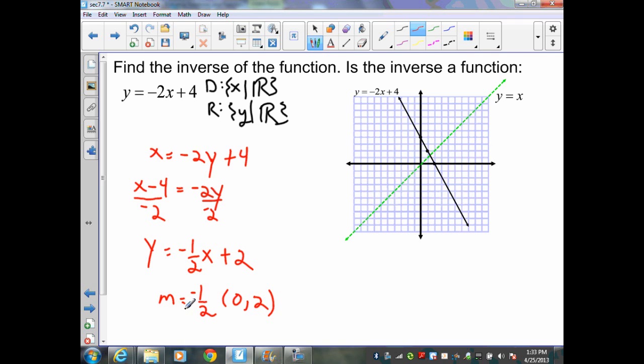Let's graph that. I have 0, 2 as my y-intercept. My slope, a negative 1/2: down 1 to the right 2, down 1 to the right 2. Let's plot my inverse. Let's determine if that's a function by a vertical line test. It would intersect my red line only once at each vertical line. Therefore, this is a function.